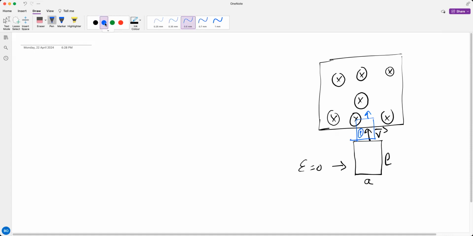Situation number 3 is when the complete loop is inside the magnetic field. Now, the area is fixed, and the magnetic field is constant, so here there will be no EMF. And this is situation number 3. Situation number 4 is when it starts going outside with, of course, the same velocity.